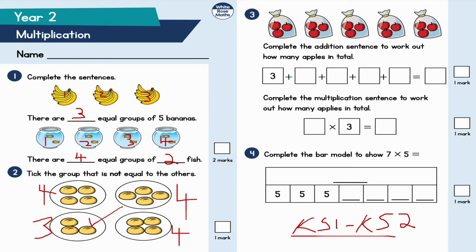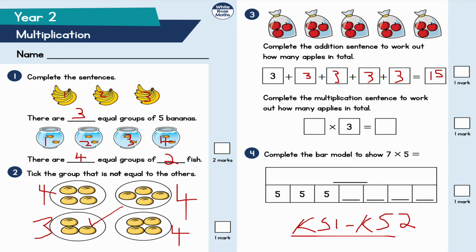This is question number 3. Complete the addition sentence to work out how many apples in total. 3 plus 3 plus 3 plus 3 plus 3. 3 plus 3 is 6, 6 plus 3 is 9, plus 3 is 12, plus 3 again is 15.